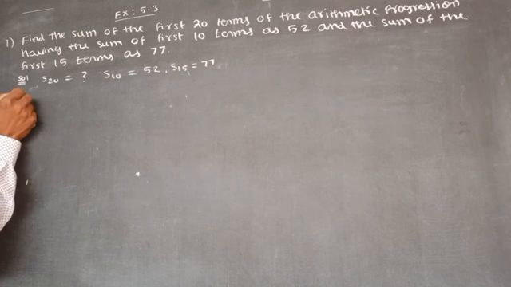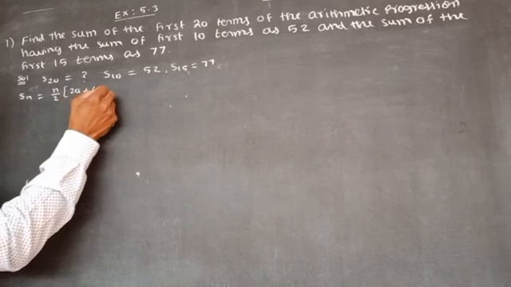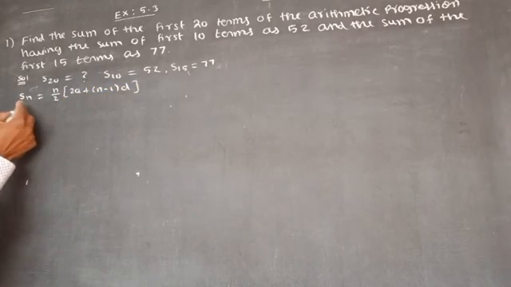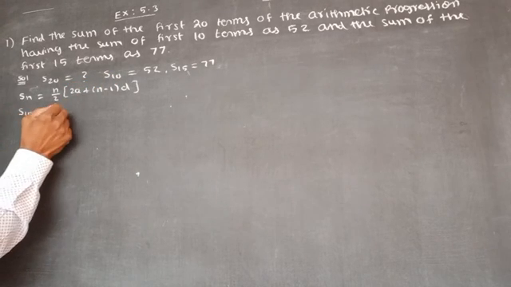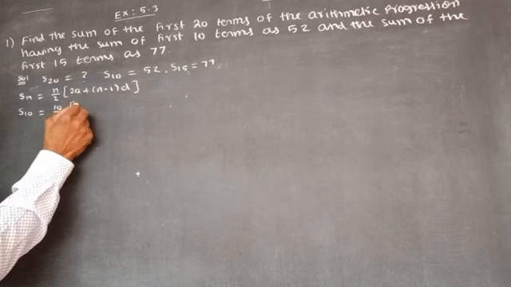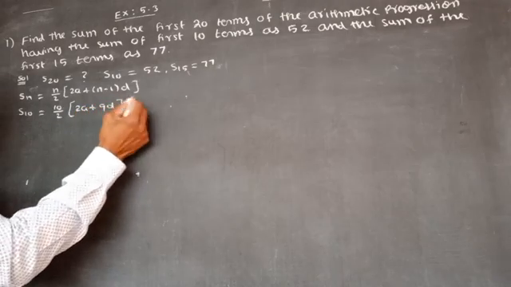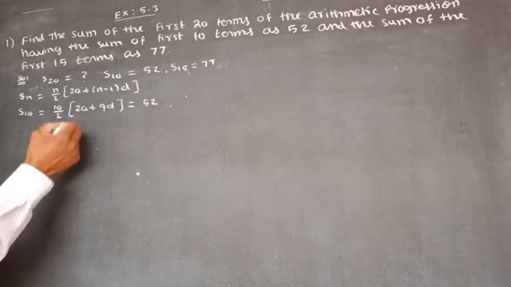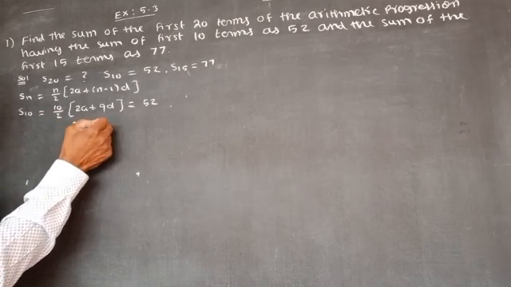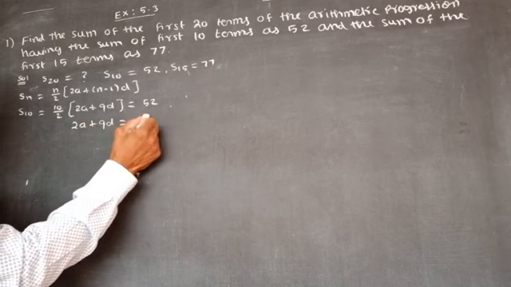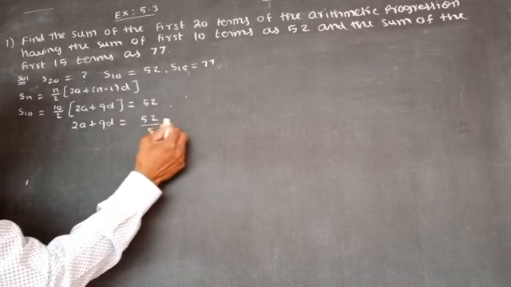First is the Sn formula. Sn is equal to n by 2, 2a plus n minus 1 into d. In the formula, with n as 10, S10 is equal to 10 by 2, 2a plus 10 minus 1, 9d, is equal to 52. So 2a plus 9d is equal to 52 by 5. Equation 1.